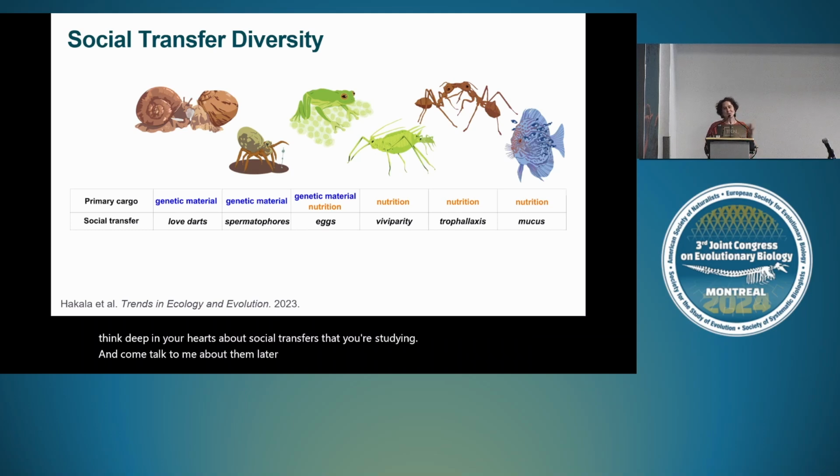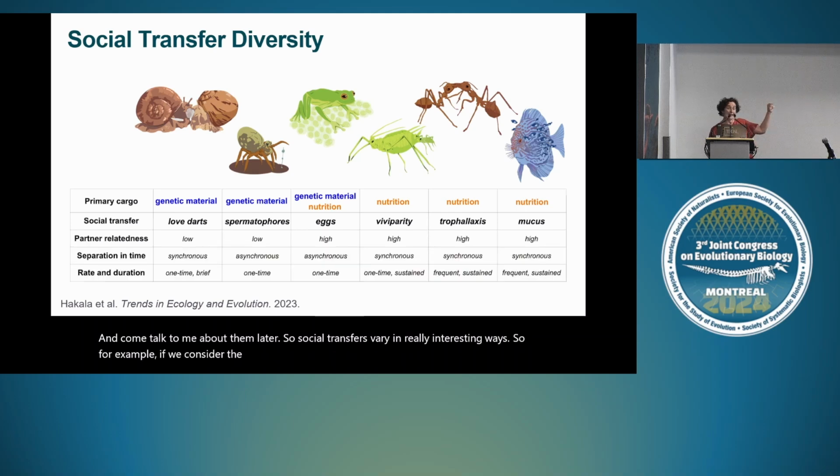Social transfers vary in really interesting ways. For example, if we consider the interaction between relatedness and the rate and duration of the transfer, you can see a link. Generally, transfers between partners of low relatedness tend to be brief or one-time or asynchronous, while transfers between partners that are very highly related tend to be more sustained, more frequent, and synchronous.